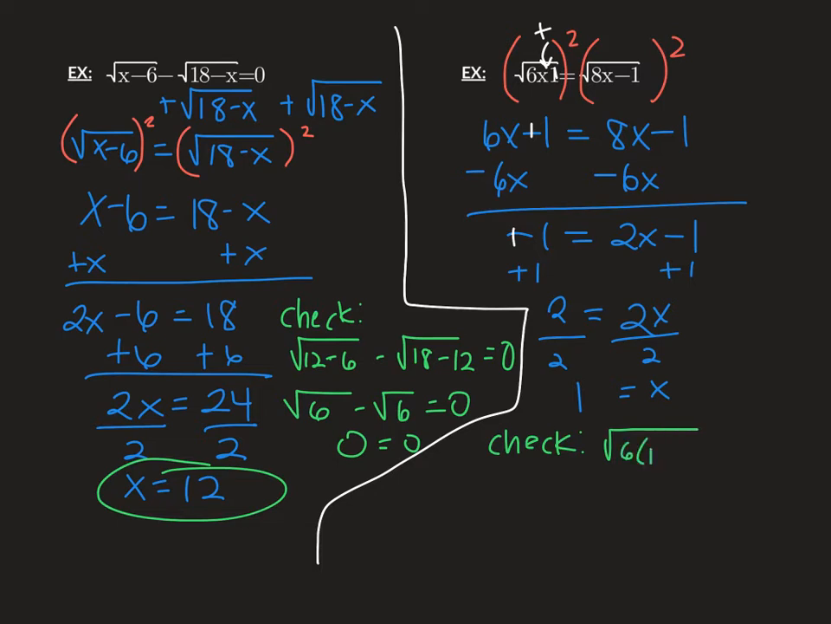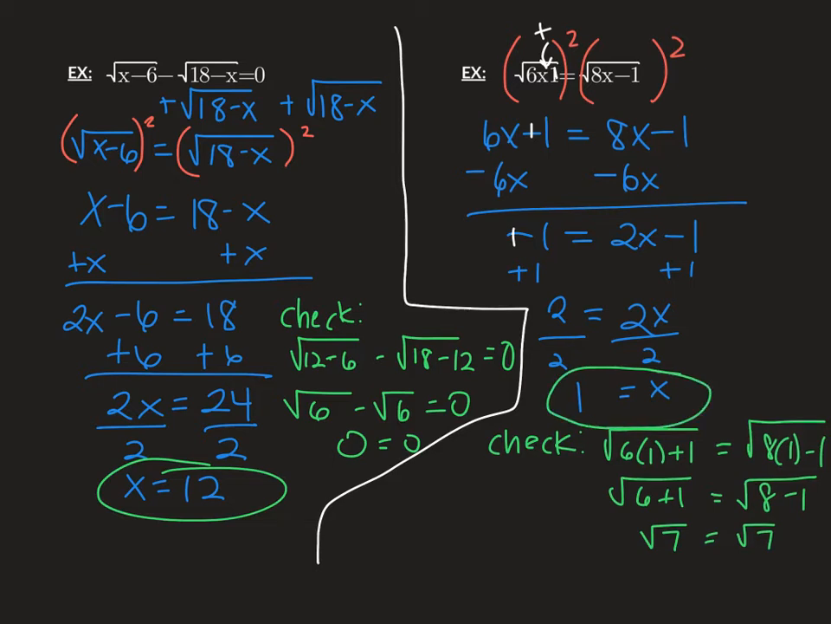But 6 times 1 plus 1 equals the square root of 8 times 1 minus 1. So I get the square root of 6 plus 1 equals the square root of 8 minus 1. So I get the square root of 7 equals the square root of 7. And I don't need to go any further. That's a true statement. So I know my answer is x equals 1. How'd you do?